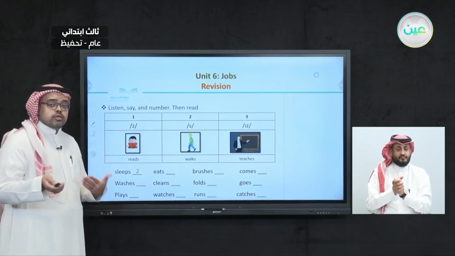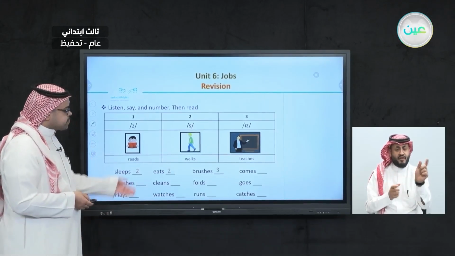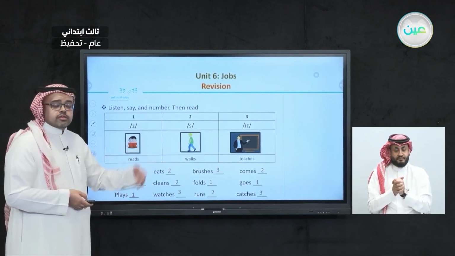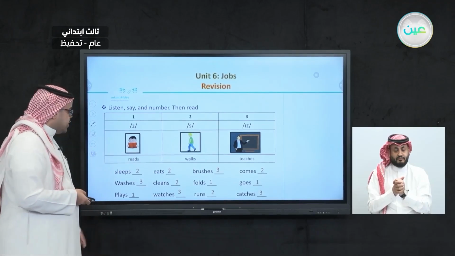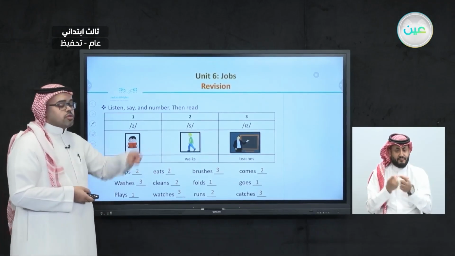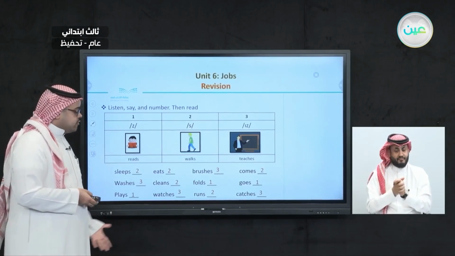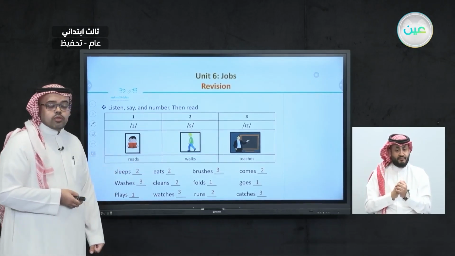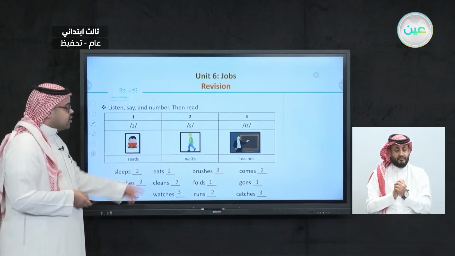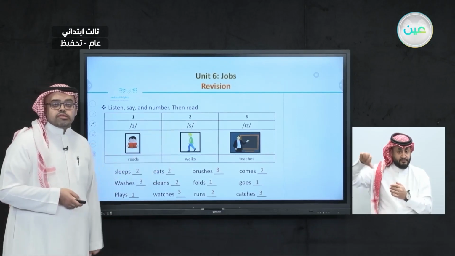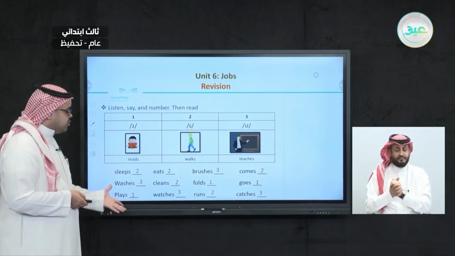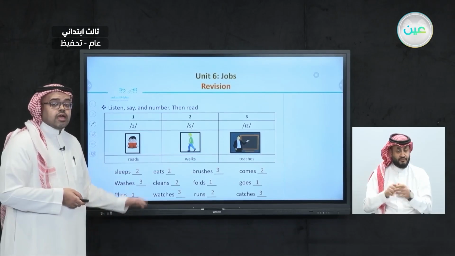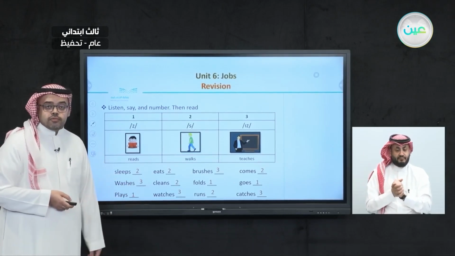And together we also said other verbs and other words that match with these different sounds. Words like sleeps, that matches with the S sound, and also eats, and comes. Also a word like brushes matches with the Ez sound. Another example like watches matches with the Ez sound, and blaze matches with the first sound.